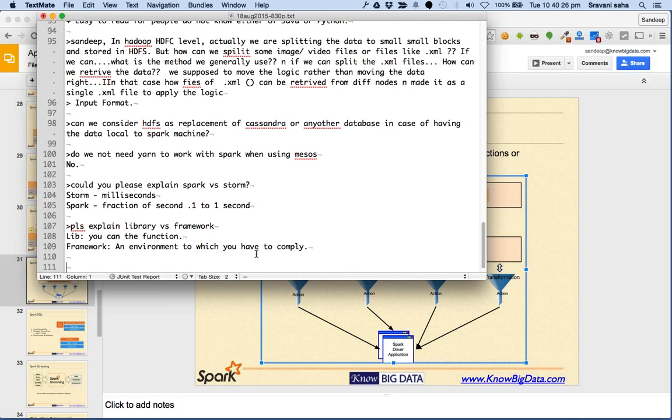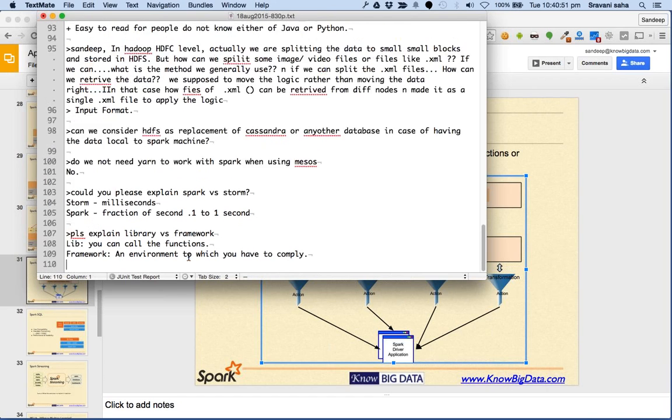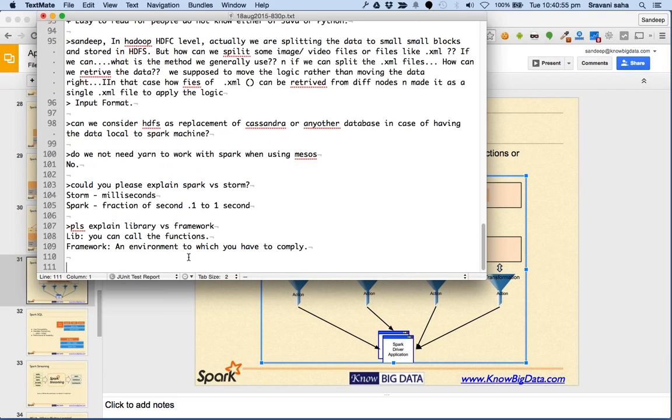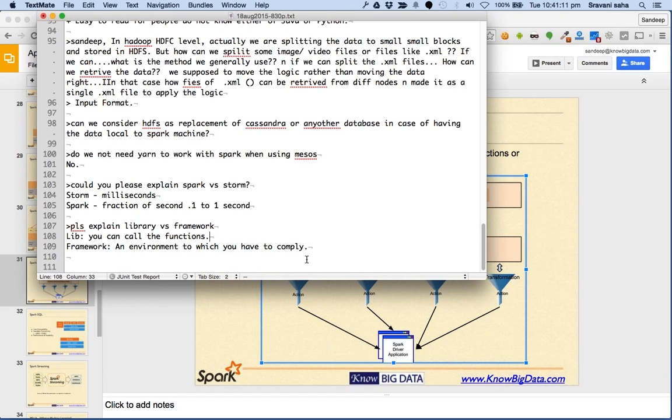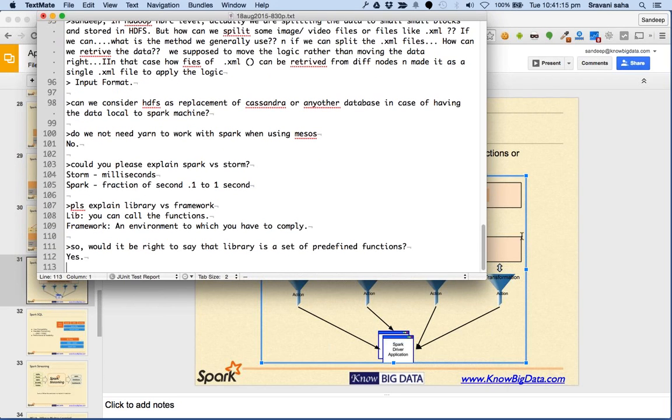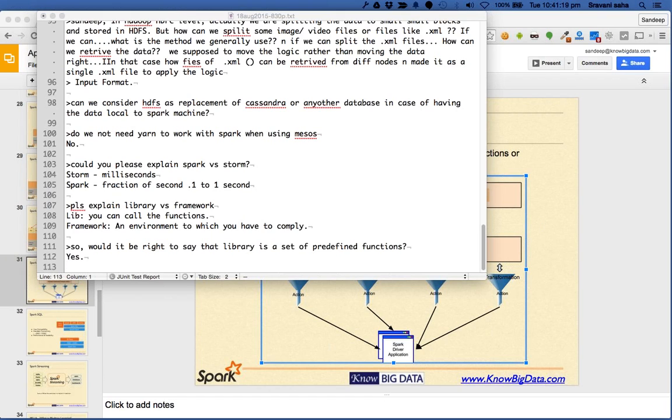So if we say MapReduce framework, that means we have to comply with MapReduce. We have to convert our logic into map and reduce, and then hand it over to that framework and wait for it to give us the feedback. But in case of a library, you can call the functions. Although as you enumerate over various kinds of libraries and frameworks, you will realize that the difference keeps on becoming more and more vague. Yes, you can say that a library is a set of predefined functions. That's correct. That's a better definition actually.